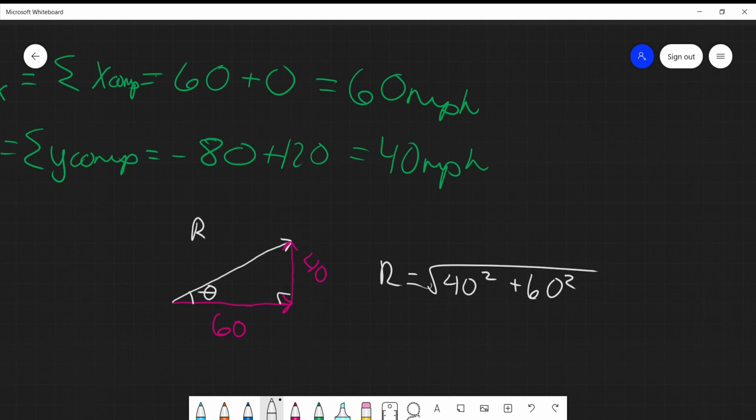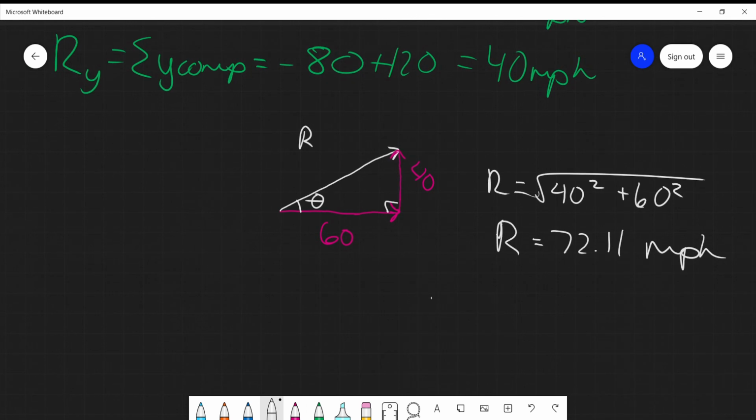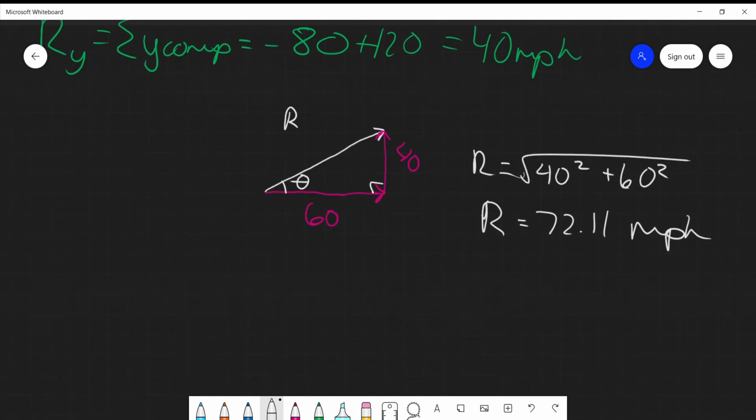Okay, and if I plug that into my calculator, we get r equals 72.11 miles per hour. And we can find what that theta is by using law of sines. We could use law of cosines, just whatever, we could use either one of those. I think in both parts 1 and 2, I use law of sines, just because that one's a bit easier. But I'll use law of cosines this time.